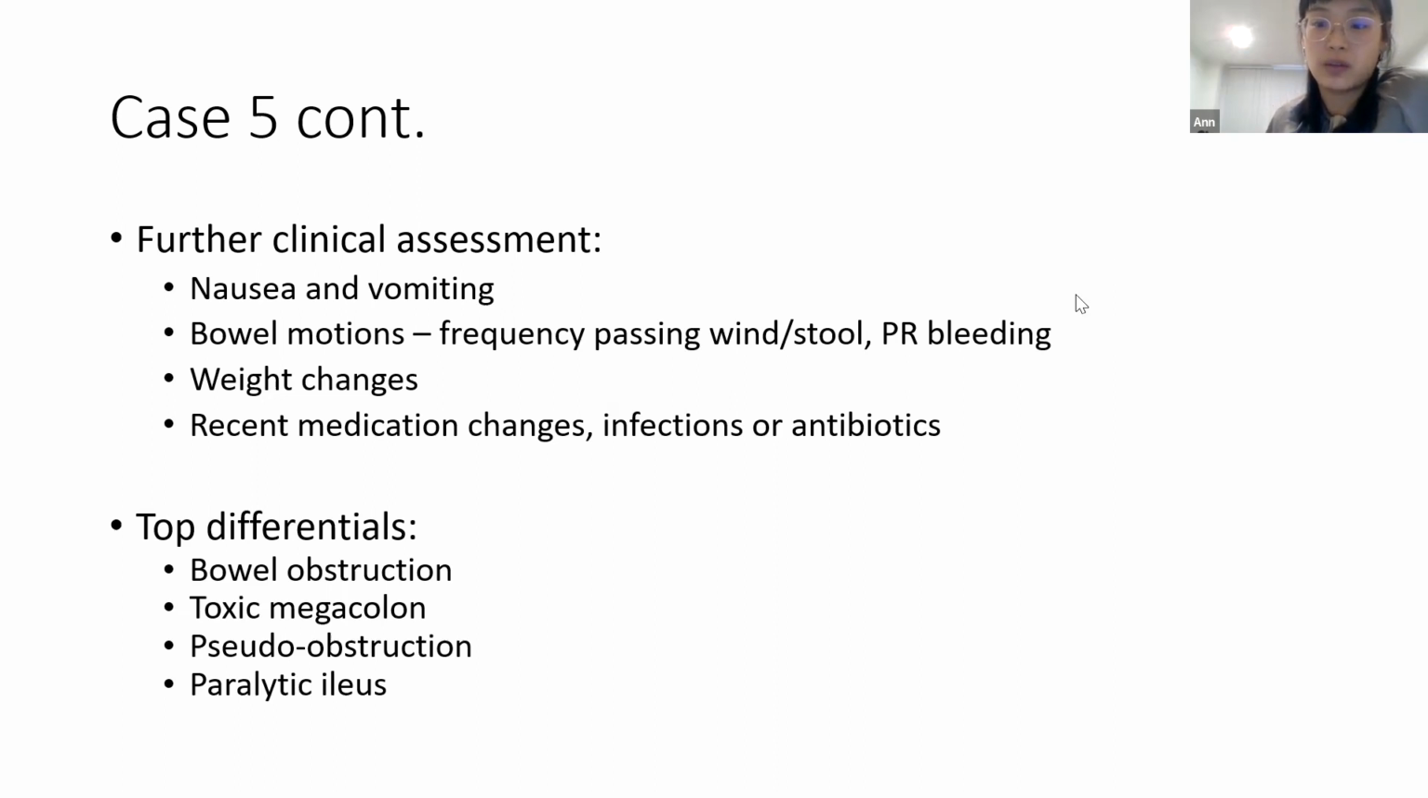So at this stage, in a patient who has severe abdo pain, some signs of peritonism, nausea, vomiting, weight loss, you'd be thinking bowel obstruction would be the top cause. There's also things to rule out with toxic megacolon, pseudo obstruction and paralytic ileus. So the questions about recent infections or antibiotics relates to C. difficile infection, which is the precursor to toxic megacolon. Pseudo obstruction can be precipitated by medication changes and electrolyte disturbance.